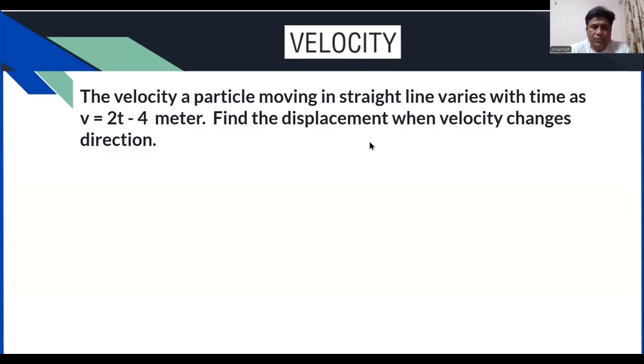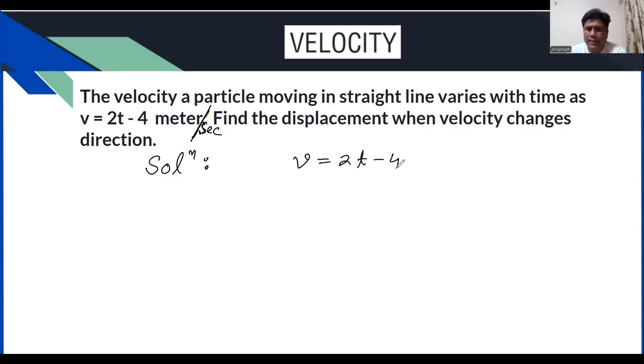Now please try this question. The velocity of a particle moving in a straight line varies with time as v is equal to 2t minus 4 meter per second. Find the displacement when velocity changes direction. Here actually you see, we are given that v equals 2t minus 4.